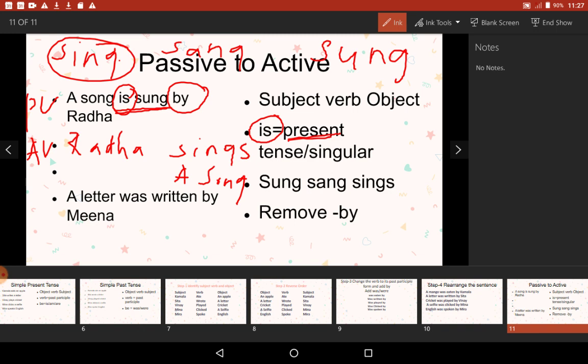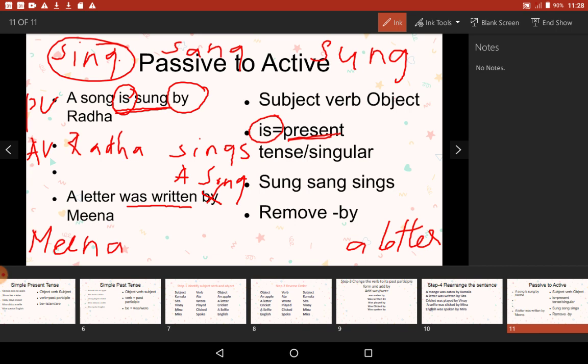Now let us see the second example. The second example is: a letter was written by Meena. Now what do we do first? We make subject object and object subject, isn't it? Interchange the places. So now in active voice, Meena is our subject and the object is a letter. Right? After this, we remove by. By is not required in active voice.